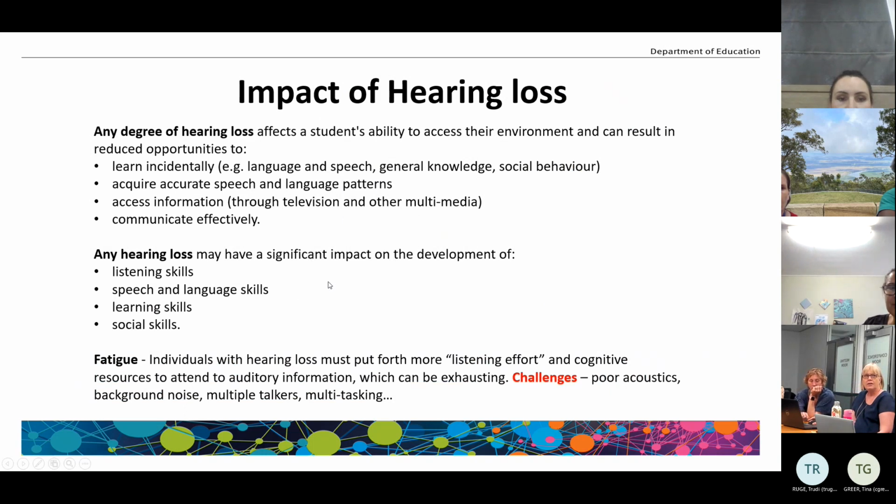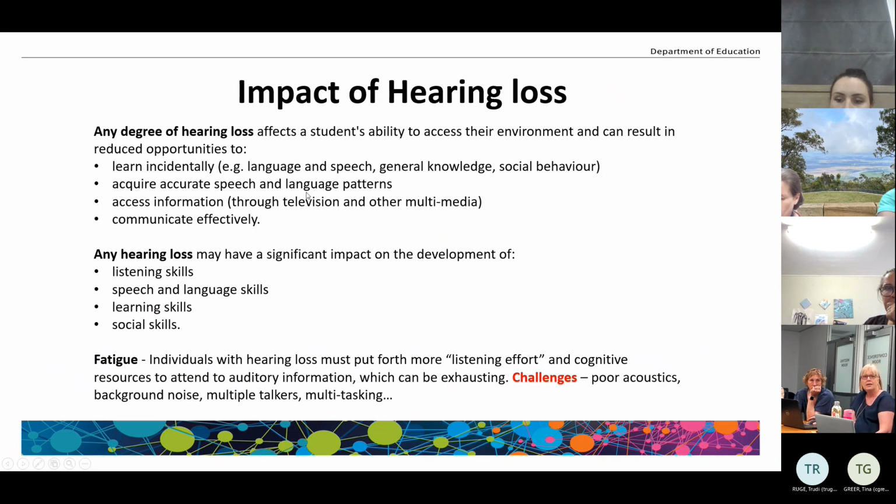So, the impact of hearing loss. Any degree of hearing loss, even if it's just a mild loss in one ear in 2 frequencies, can have an impact on a child's ability to access their environment, with reduced opportunities to learn incidentally, acquire accurate speech and language patterns, access information and communicate effectively. Most kids who have normal hearing learn most of language just by listening to those around them. It's incidental, it's not us teaching them something. They learn it by hearing it over and over.